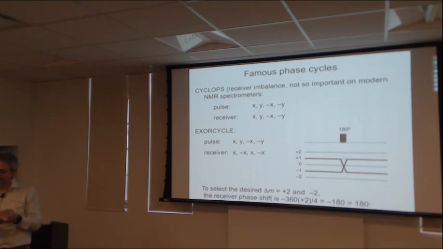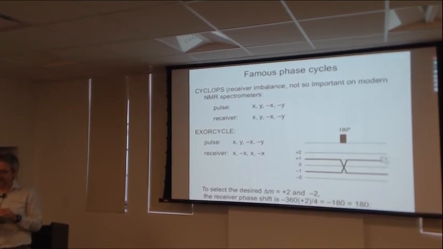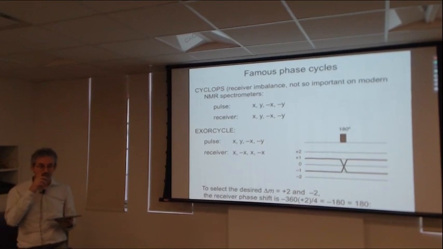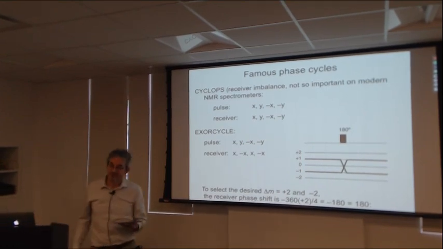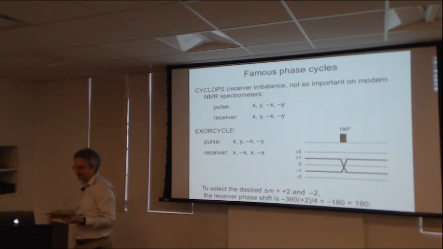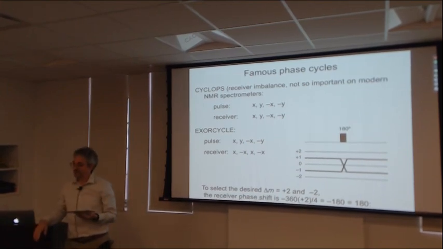So every time the pulse phase changes by 90, the receiver phase changes by 180. And any magnetization that ended up at coherence order 0 or stayed at coherence order +1 will get nulled over the phase cycle. And again, if you look back at older sequences, they will be very long because so many 180-degree pulses were cycled with the exorcycle phase.